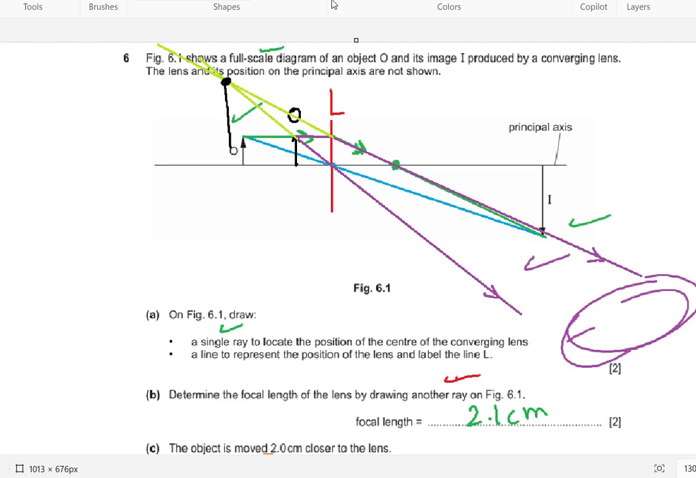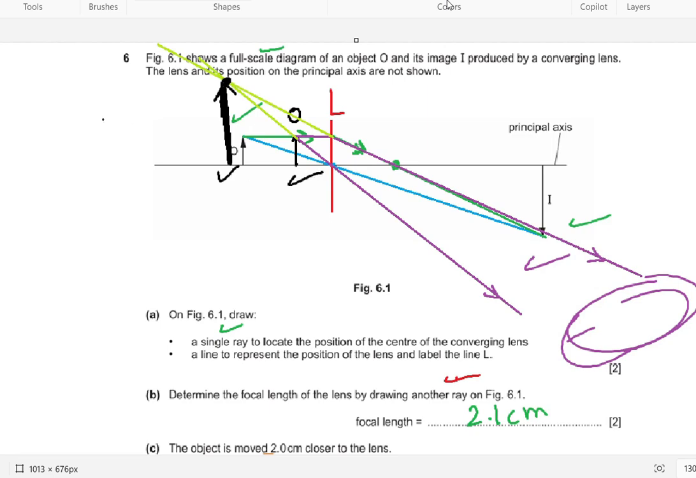So this will be the new image. Sorry, it should be a straight line. This will be the new image. Anyway, of course, here they don't ask me to draw, but I draw just to give the characteristics of the image.